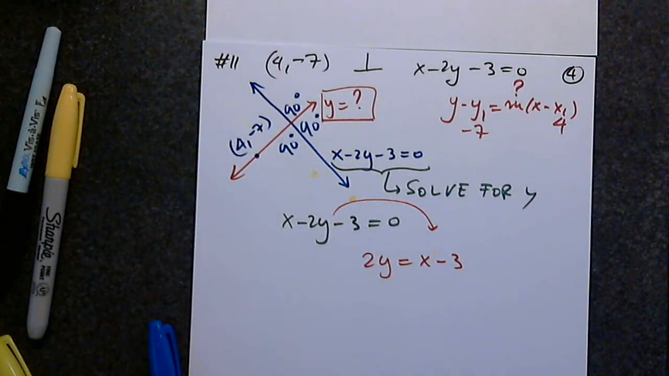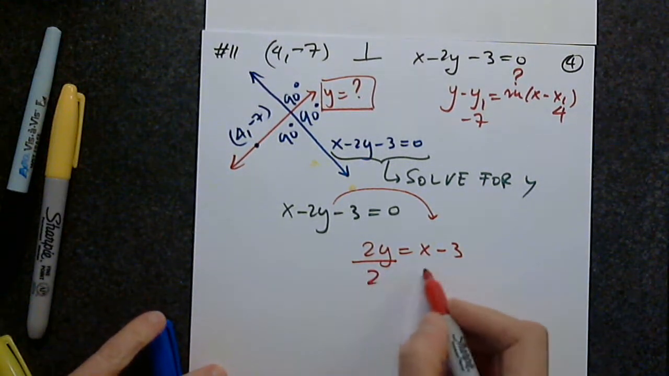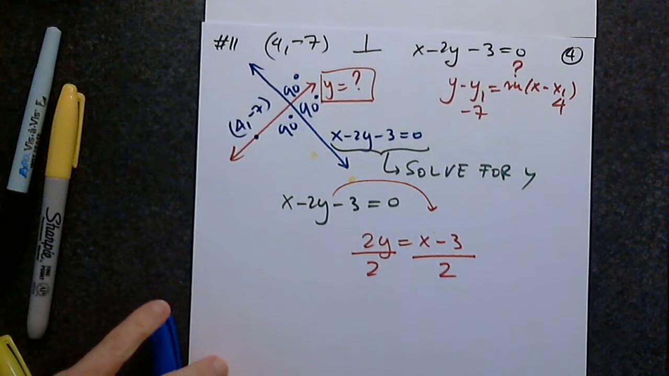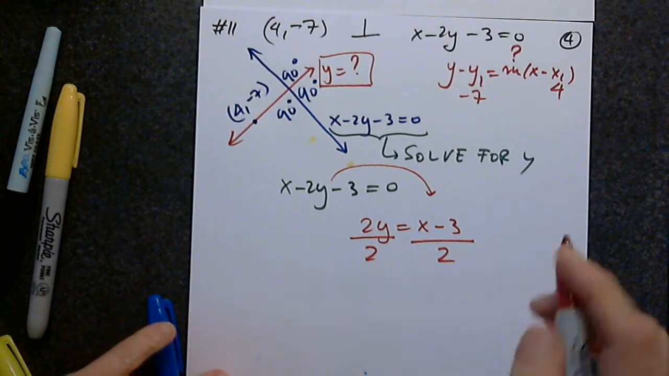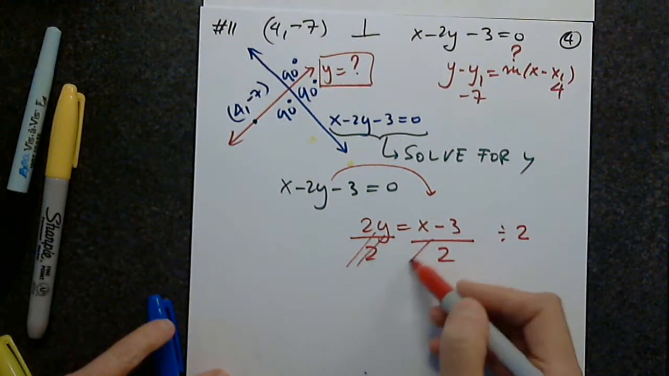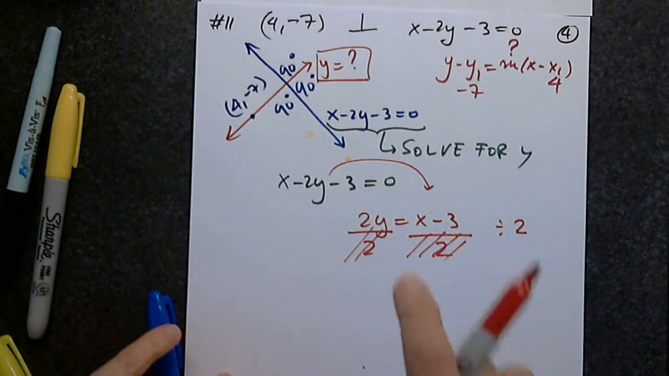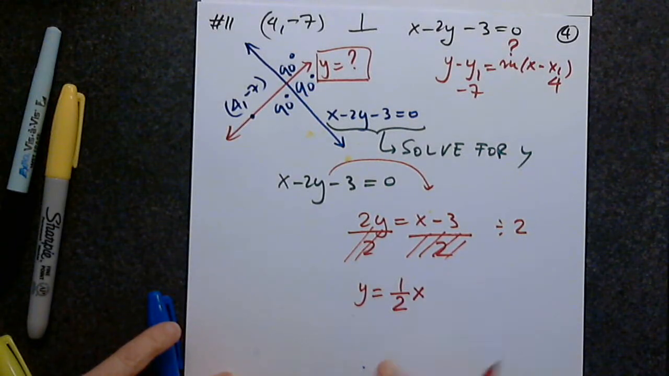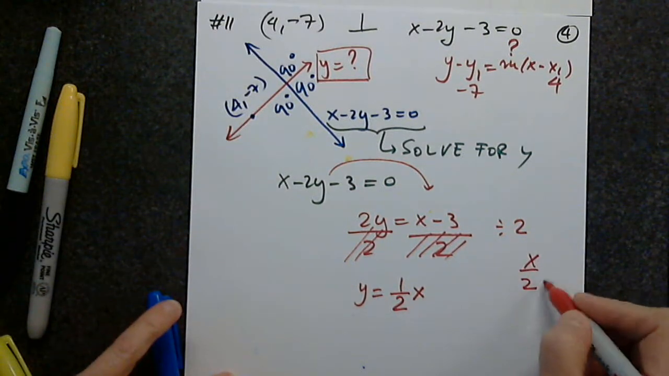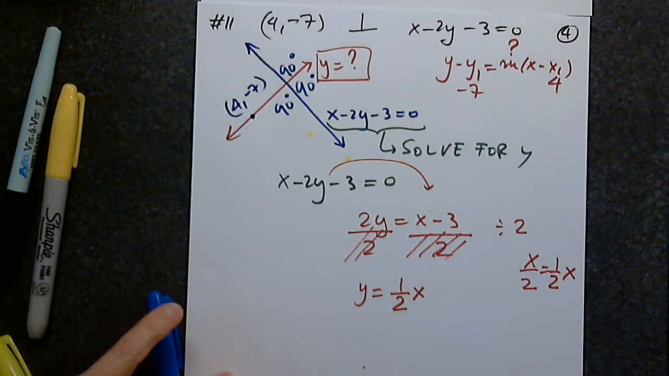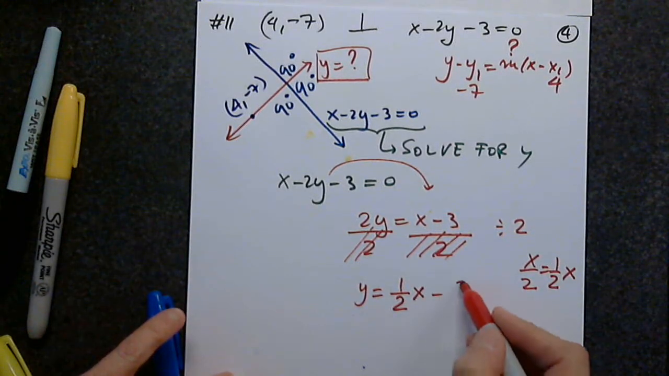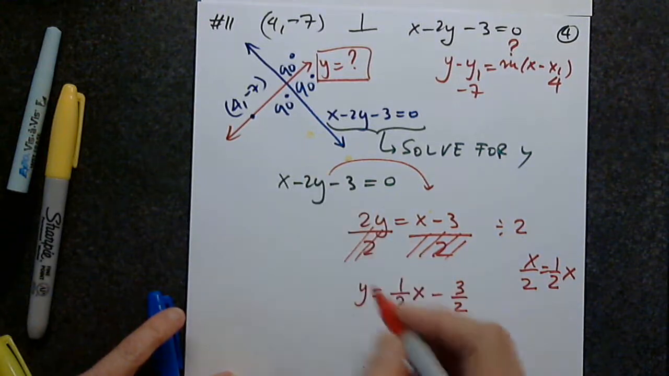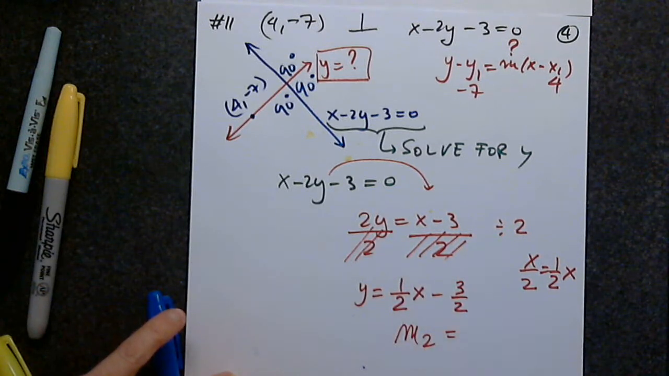One more step. And this time I cannot, and I should not, please do not do this. It will be difficult to identify the slope. Divide both sides by 2, term by term. 2y divided by 2 is y. X divided by 2, it's wise to write it 1/2 x. It's the same thing as x over 2. 1/2 x, and then minus 3 over 2. So now I can identify the slope of the second line.